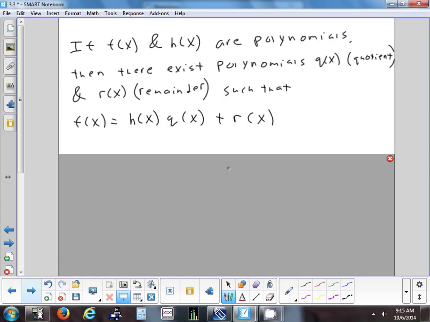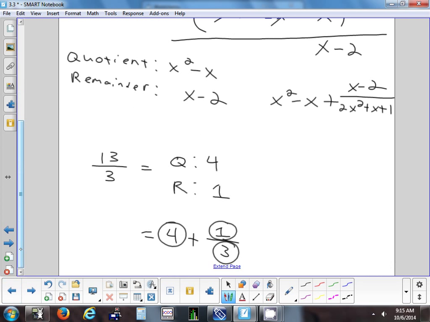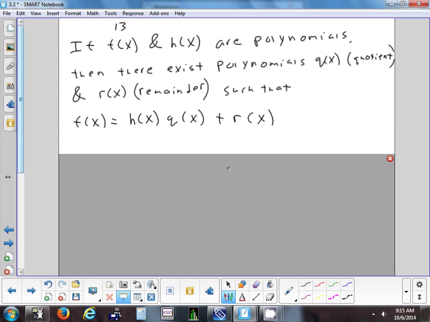And I'll show you an example here with numbers. Let's use the example we just had, 13 and 3. So what I'm saying here is that I can write 13 as 3 times my quotient. In this case, the quotient would be 4. 3 goes into 13 4 times, plus my remainder, which was 1. 13 equals 3 times 4 plus 1. So this is the same concept I'm trying to show you right here, just using numbers instead of polynomials.